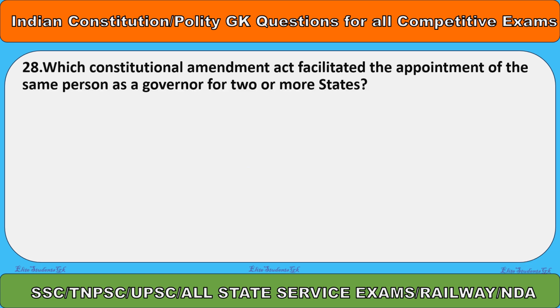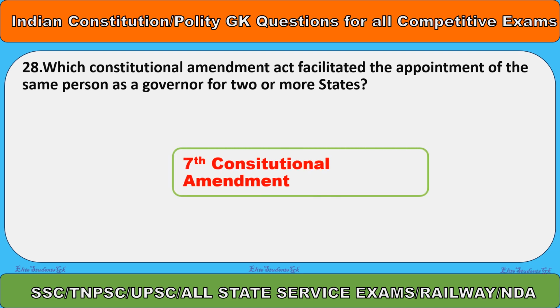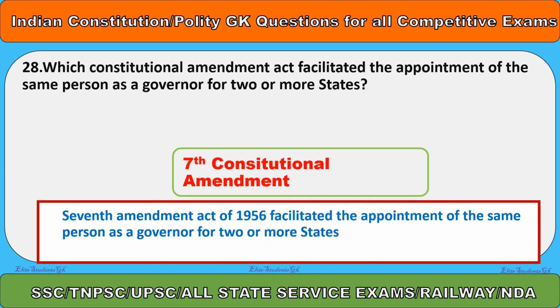Which Constitutional Amendment Act facilitated the appointment of the same person as a governor for two or more states? Seventh Constitutional Amendment. The Seventh Amendment Act of 1956 facilitated the appointment of the same person as a governor for two or more states.